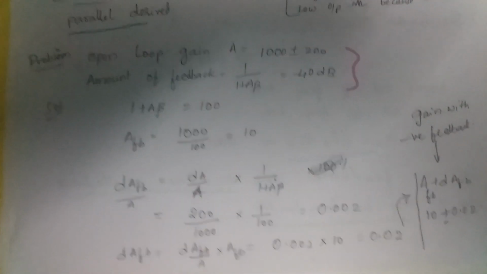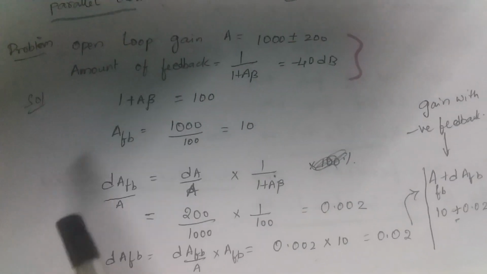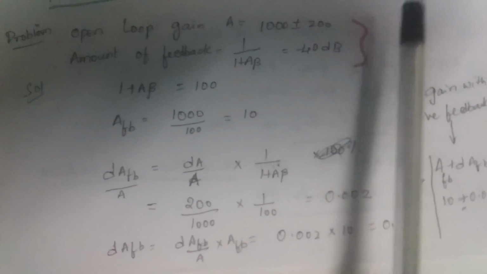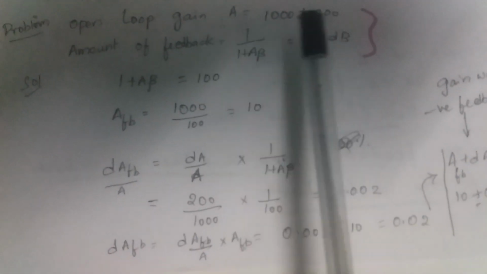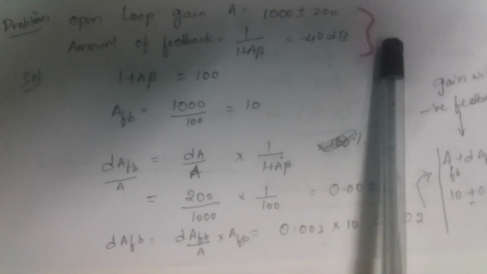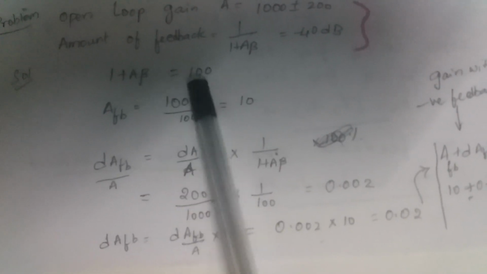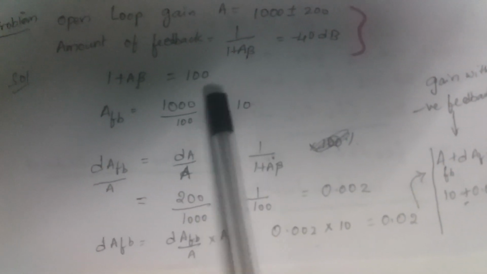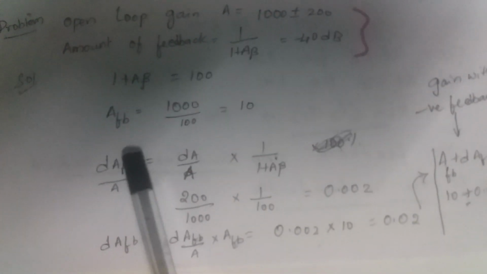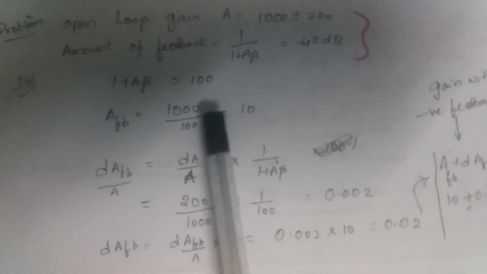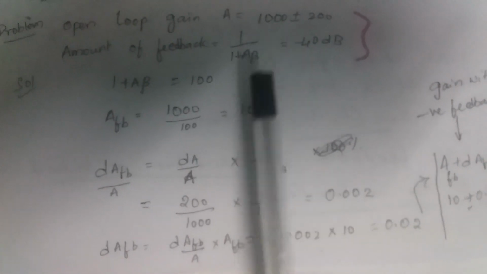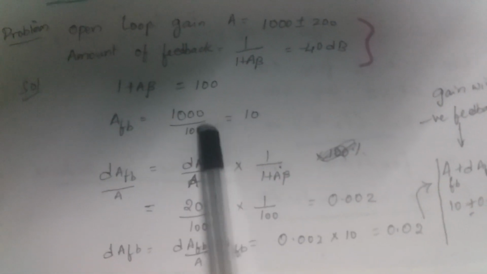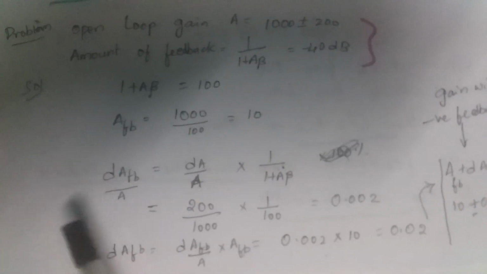Now there's a problem statement. The open loop gain is equal to 1000 plus minus 200, and the amount of feedback, 1 by 1 plus A beta, is minus 40 dB. So what is 1 plus A beta? It is equal to 20 log this, so you get 100. A_FB is equal to 1000 by 100. A by 1 plus A beta, right? So 1000 by 100, which is equal to 10.